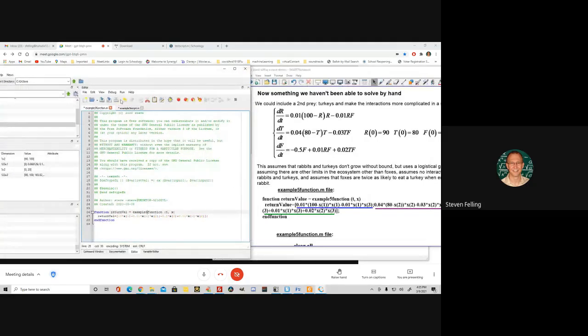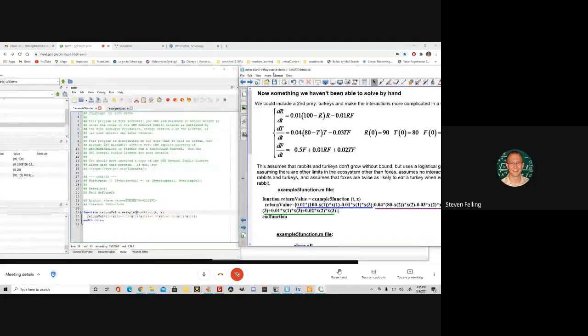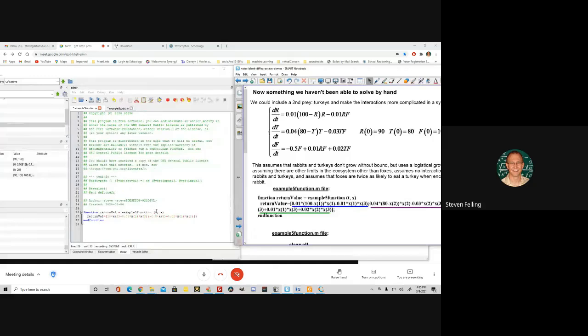So let me go back to my function and we'll set up the differential equation. Same setup, t is the input variable, vector x is the output variable, and this is going to be a big long thing to enter here. So for the rabbit equation, it's going to be 0.01 times parentheses 100 minus the rabbits, which is x1, close parentheses, times rabbits again, so x1 again, and then minus 0.01 times rabbits, which is x1, times foxes, which is x3. Semicolon, that's the end of that differential equation.